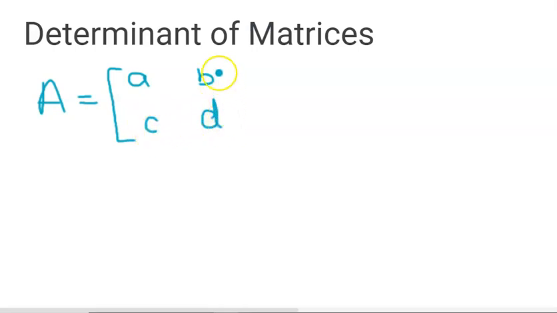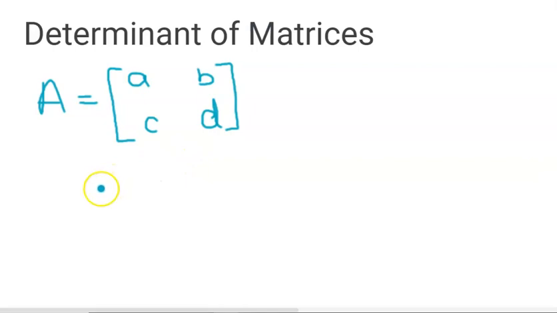Now, how do we find the determinant of a matrix? Let's imagine we have a matrix A. Let's talk about 2 by 2 first. So this is a 2 by 2 matrix. Let's say the matrix A is a, b, c, d, where a, b, c, d are the elements of the matrix.